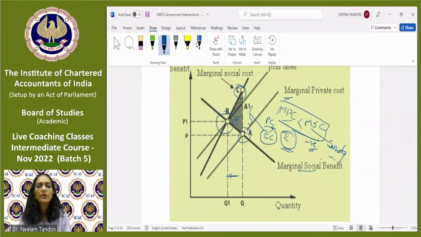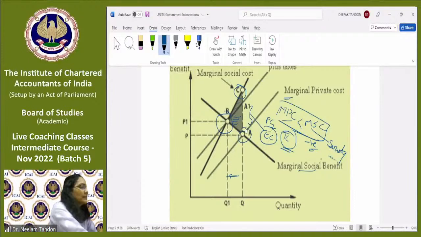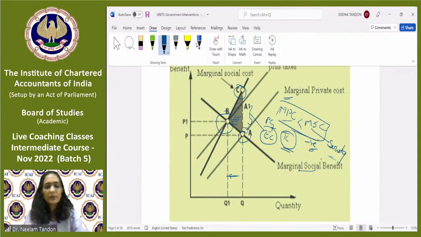And this is the optimum allocation of resources. B is the optimum allocation of resources. A was overutilization or misuse of resources. That is the concept here. So the government intervenes through taxes, and this brings balance here. Okay, so this is the concept.